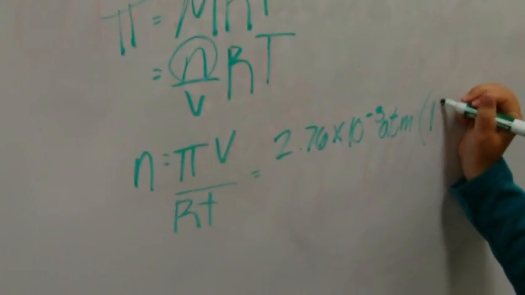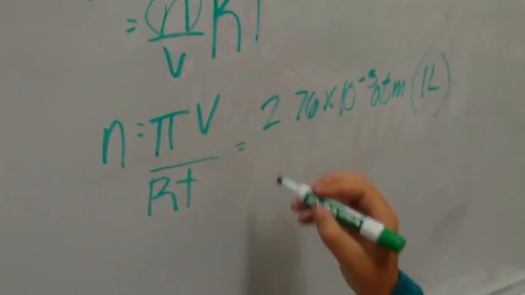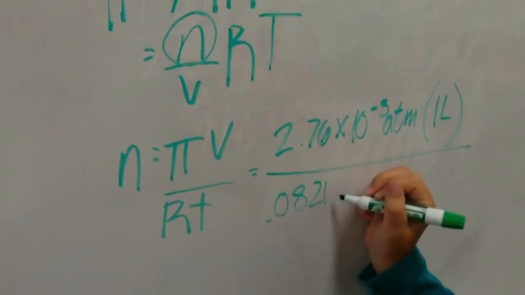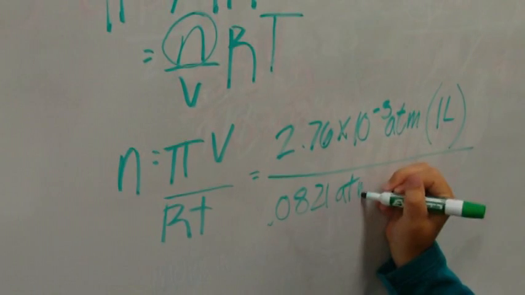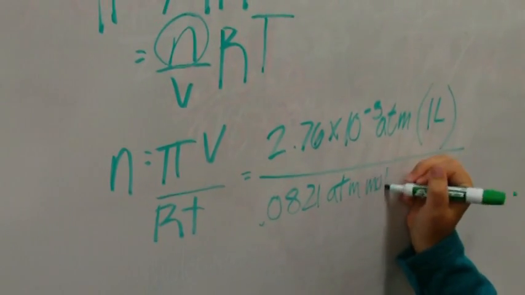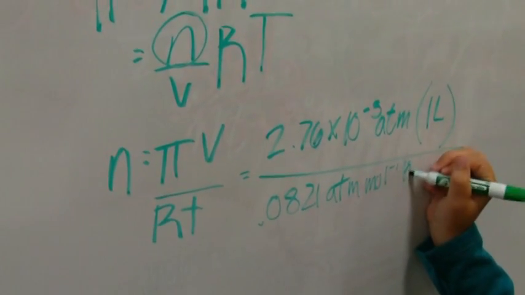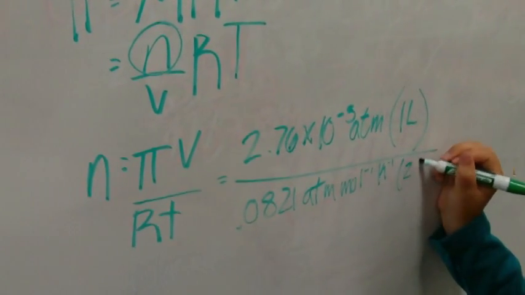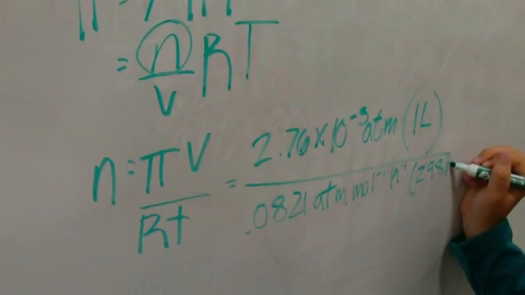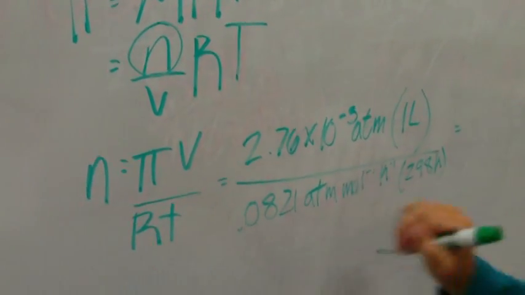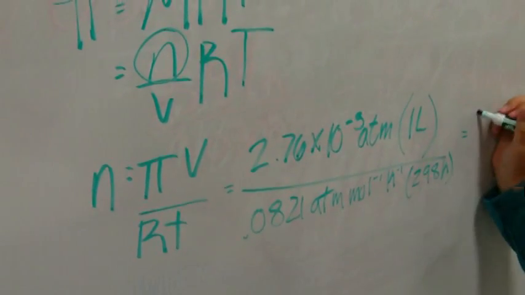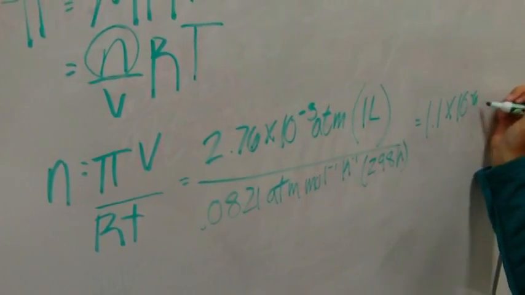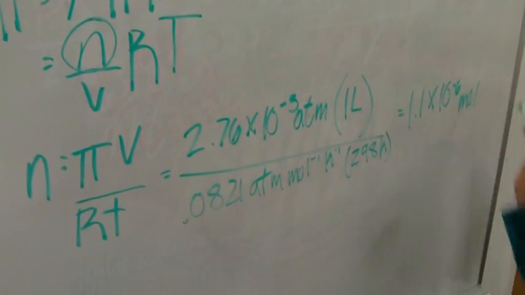Volume, we know it's 1 liter, divided by 0.0821 ATM per mole per Kelvin. And we're at 298 degrees Kelvin. So we do all of that math right there, we get 1.1 times 10 to the negative 6 mole.